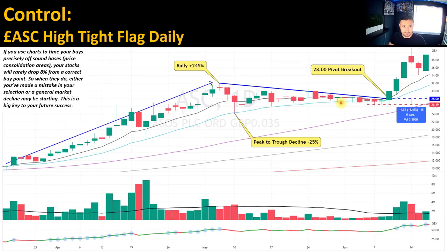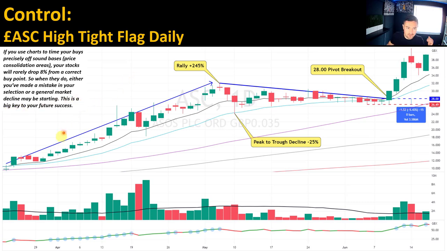This is ASOS. So this one here is a high tight flag. If you use charts to time your buys precisely off sound bases, price consolidation areas, your stocks will rarely drop 8% from a correct buy point. So when they do, either you've made a mistake in your selection or the general market decline may be starting. This is a big key to your future success.